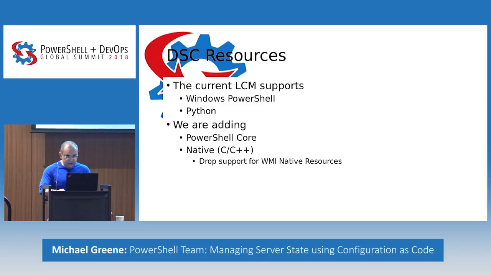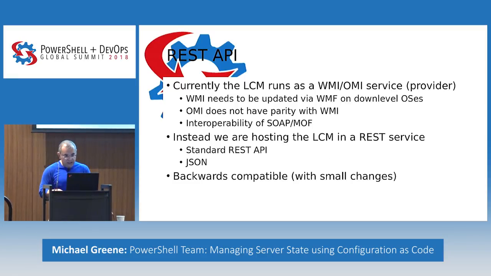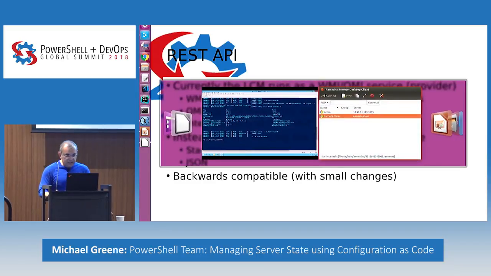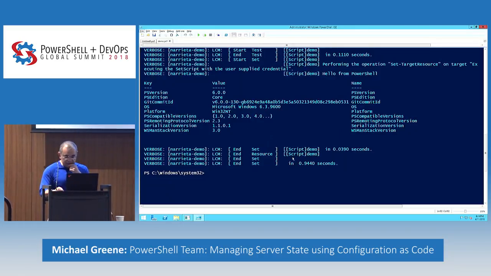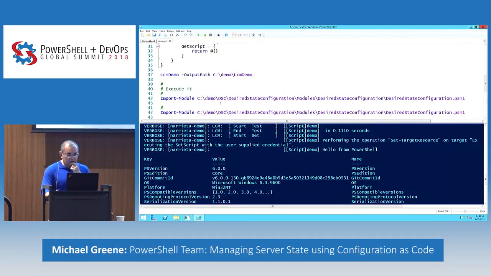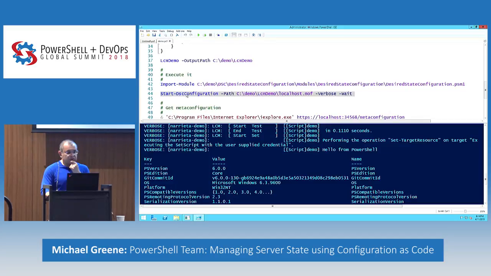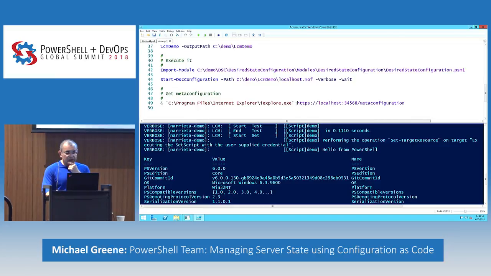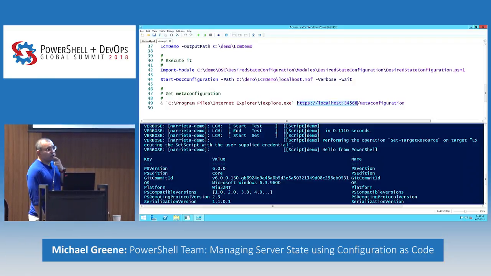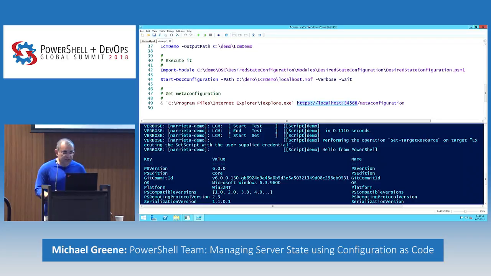So the next thing is the REST API. That commandlet that I ran there in my script is actually just using invoke web requests to a local endpoint. The LCM is running in that endpoint using HTTPS and Windows Integrated Authentication. So the authentication part is transparent here.